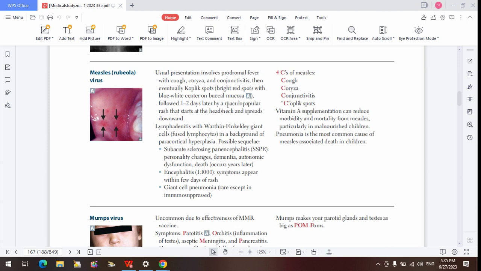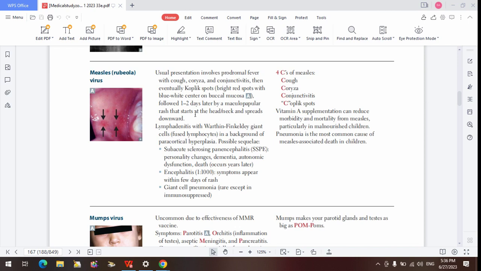So, how does it present? You have those C's, then you now have the Koplik spot appearing subsequently. So you see bright red spots with blue-white center. You guys can see this red spot with the white center on the buccal mucosa. You see it in the cheek. You have to open the mouth. You look at the cheek. You see the red spots within the buccal mucosa. Then you see the maculopapular rash occurring subsequently from the head and neck, spreading outwards.